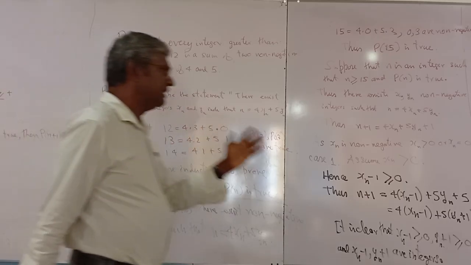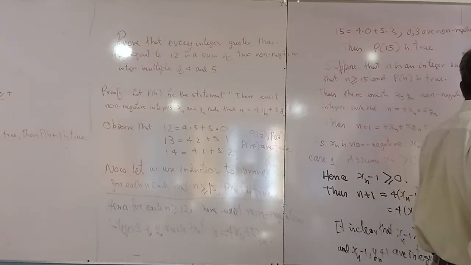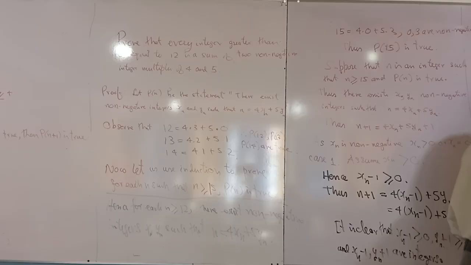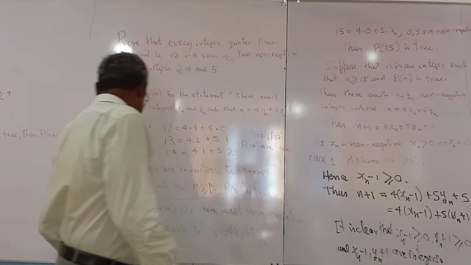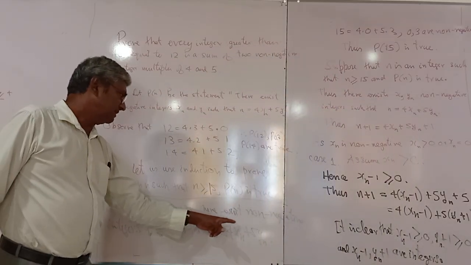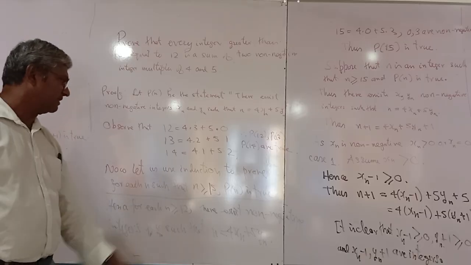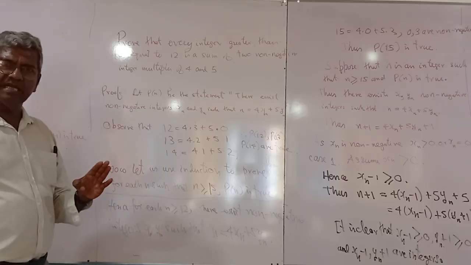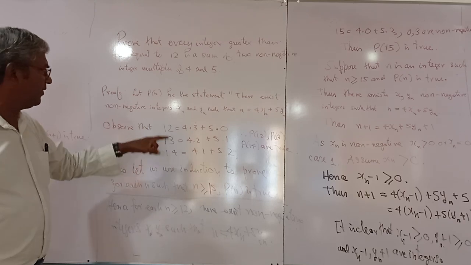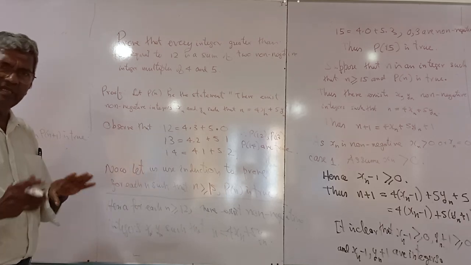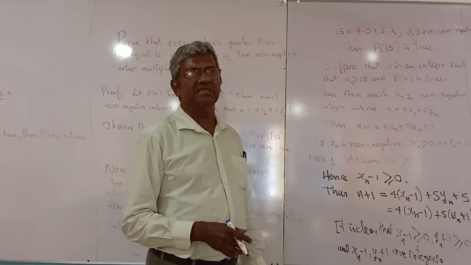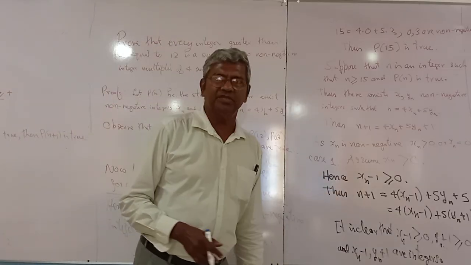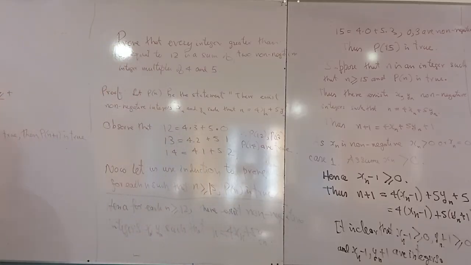Though I solved it by induction, can you see? Here I have written: therefore, by the principle of mathematical induction, for each n greater than or equal to 15. So here I did not write for each n greater than or equal to 12. Though I used induction to solve this problem, for 12, 13, 14, I solved it independently. After 15 only have I used induction. So you need to be very careful. Many problems are like that.